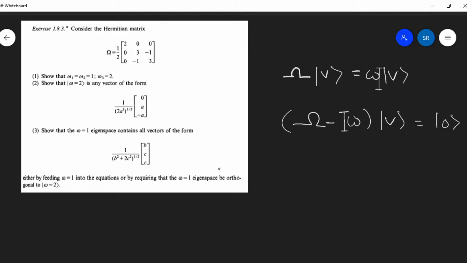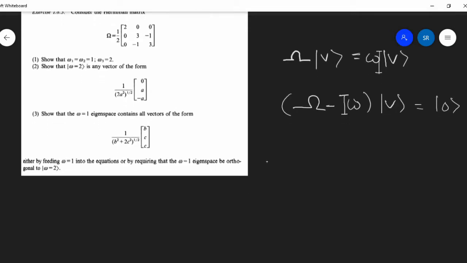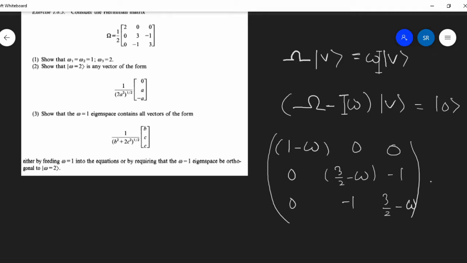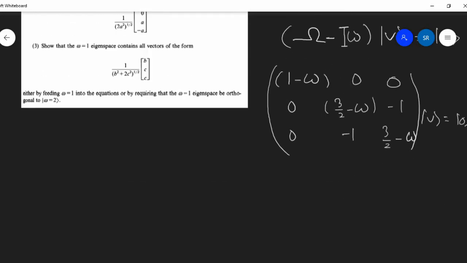So what does this give us? Let's write down the stuff. So 1 minus omega, then 0, 0, 0, 0. Then 3 by 2 minus omega, minus 1, minus 1. Then 3 by 2 minus omega. This is v and this is 0. Now what do we do from here?